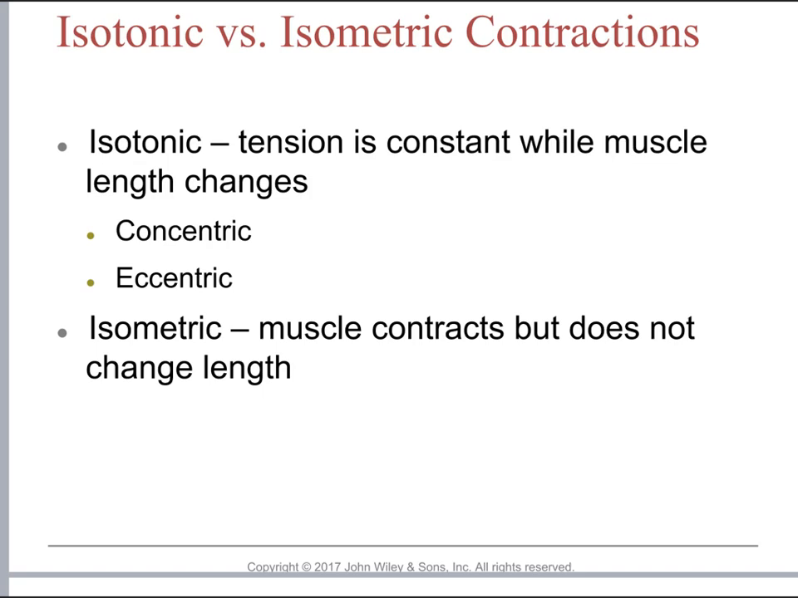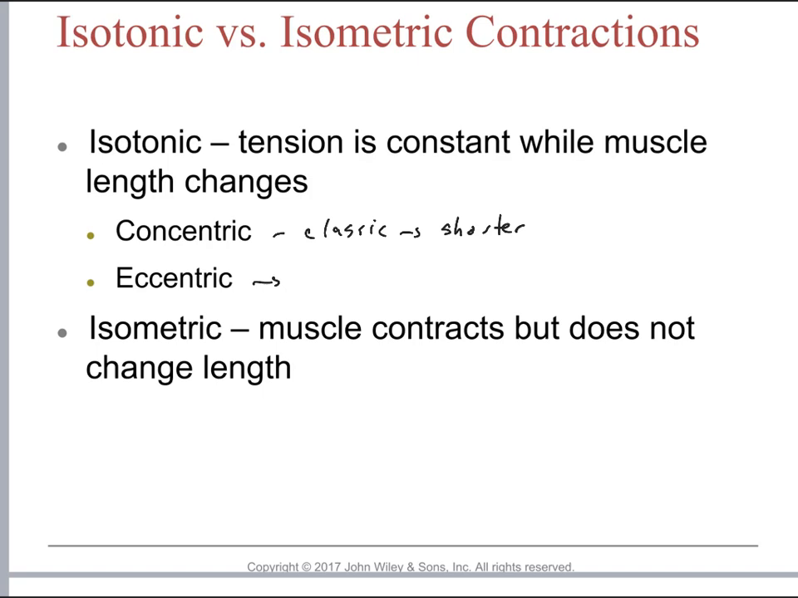So let's define isotonic. This is where tension is constant while muscle length changes. So with a concentric contraction, this is a classic contraction where the muscle physically gets shorter and fatter at its belly. An eccentric contraction is the opposite. It typically opposes concentric contractions.